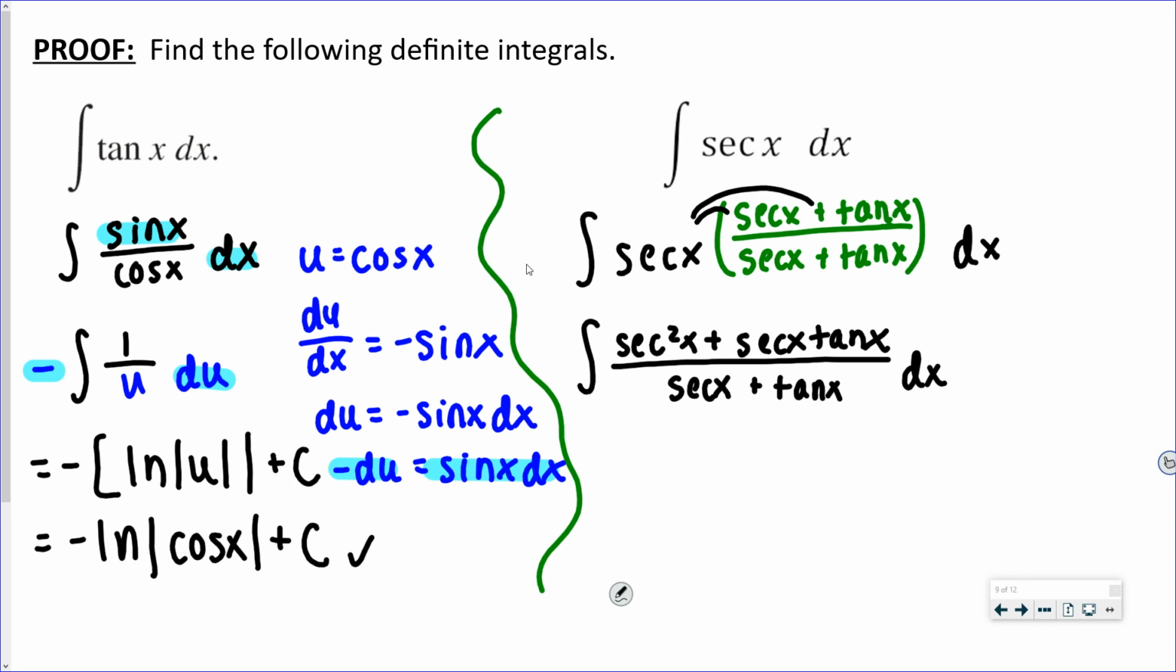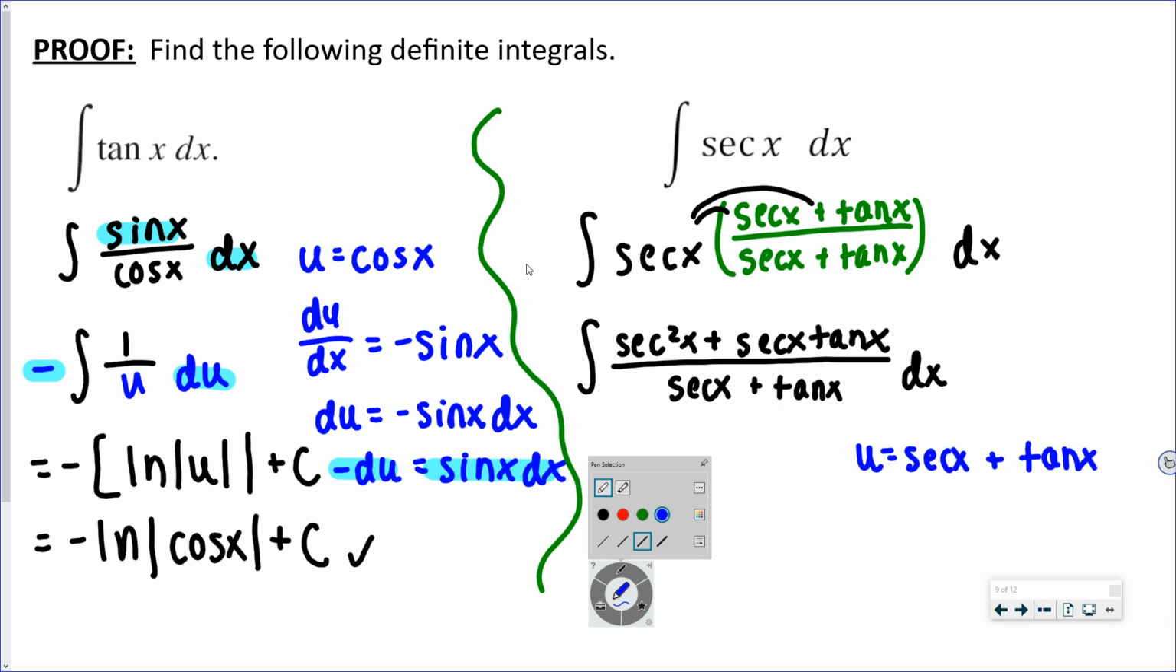So looking at this, if I look at my denominator, secant of x plus tangent of x, and I think ahead to what's the derivative of secant? Secant tangent. What's the derivative of tangent? Secant squared. So I see its derivative located actually in the numerator. So I'm going to let u be secant of x plus tangent of x because I see its derivative is located in the numerator.